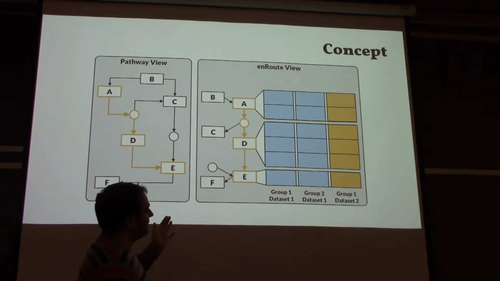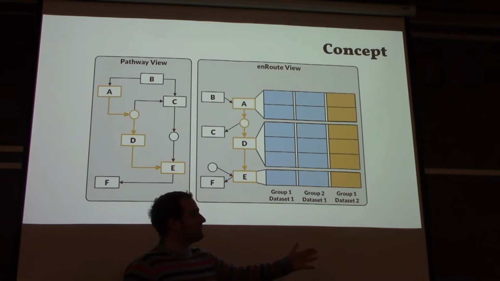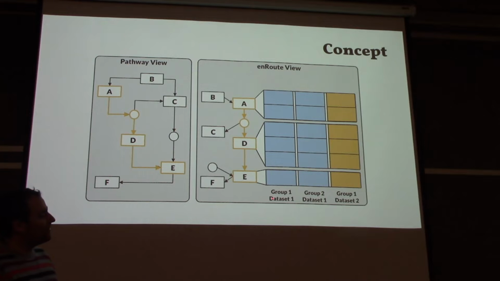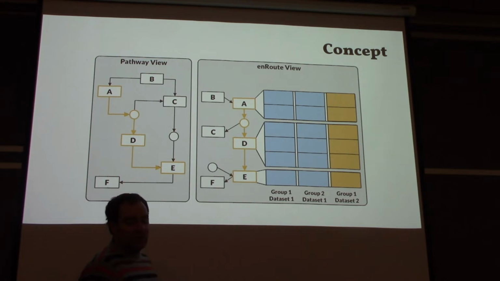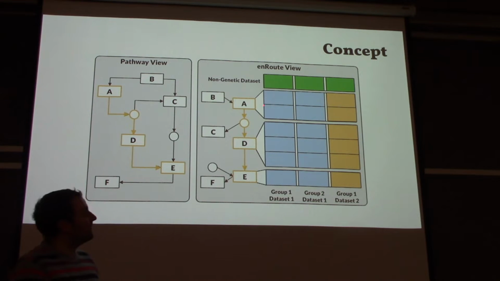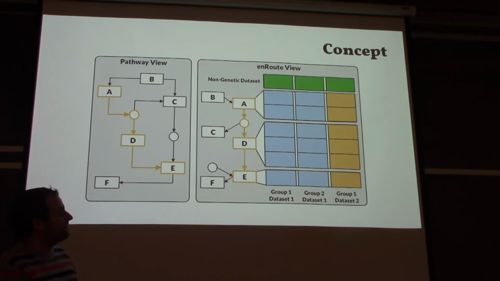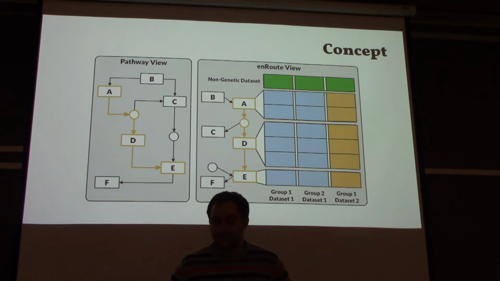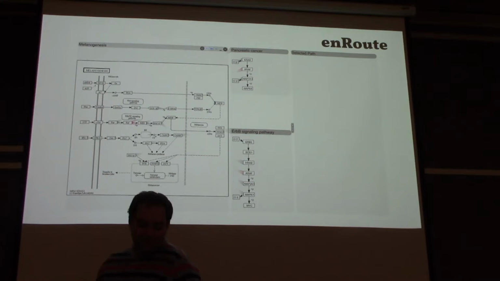And the great thing about this is that we have space on the side to actually plot the attributes. So here we could say group 1 of dataset 1, group 2 of dataset 2, and group 1 of dataset 2 could be here. And then on top of that, you can plot additional attributes about these individual elements, for example, gender or age or whatever. So this is what it looks like.